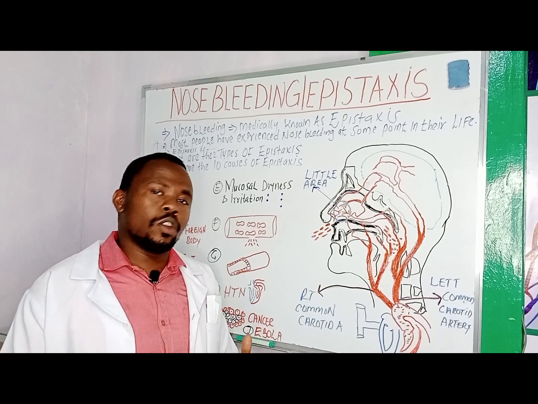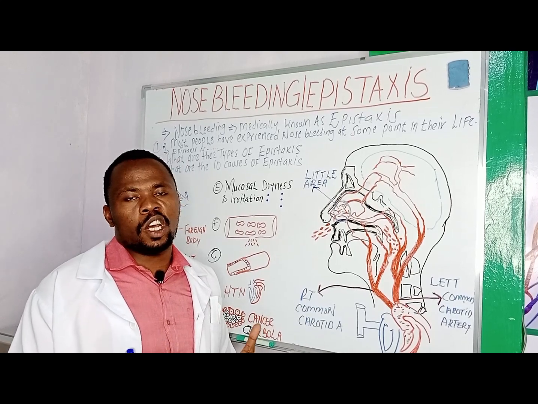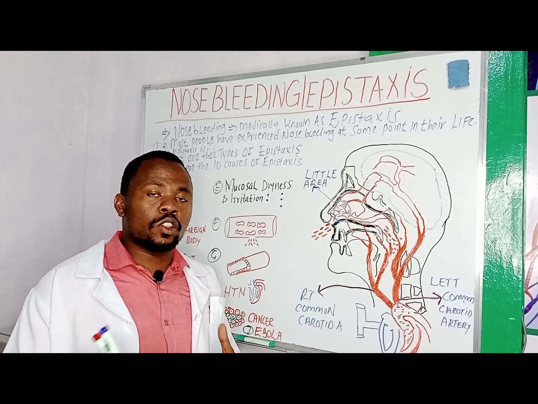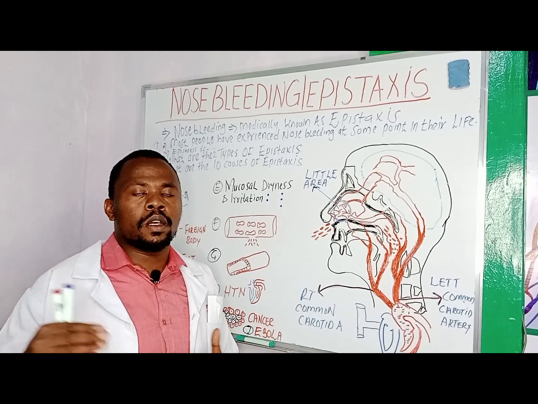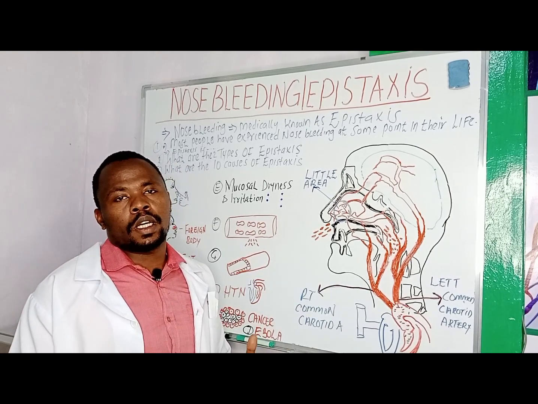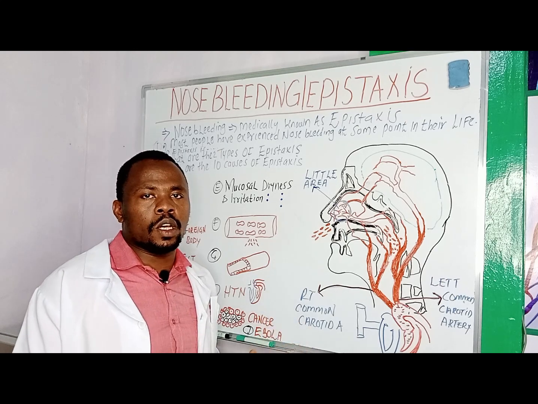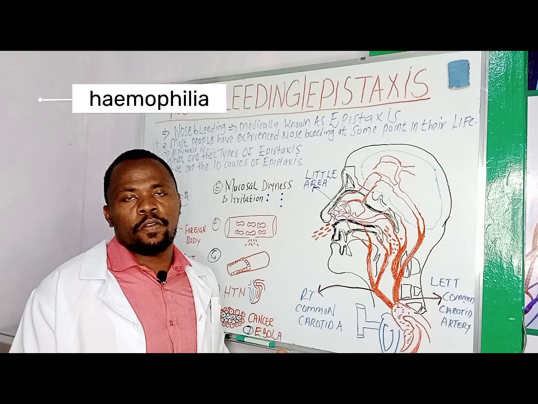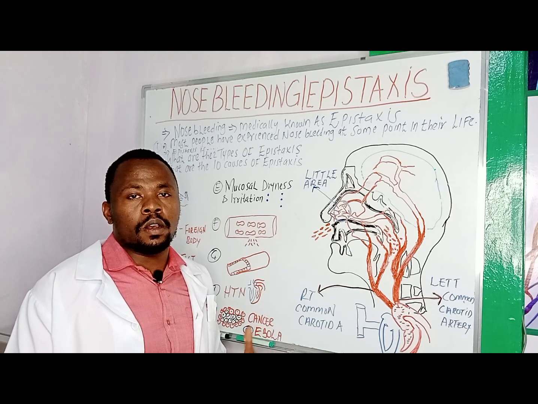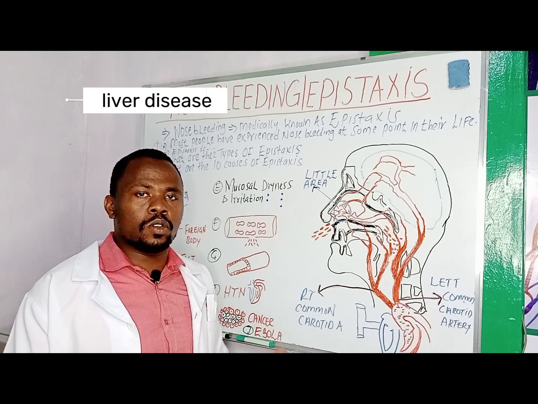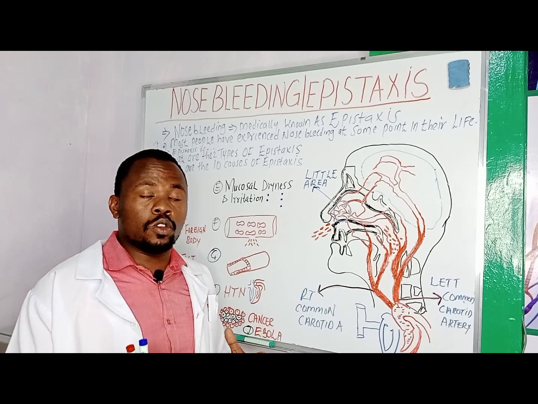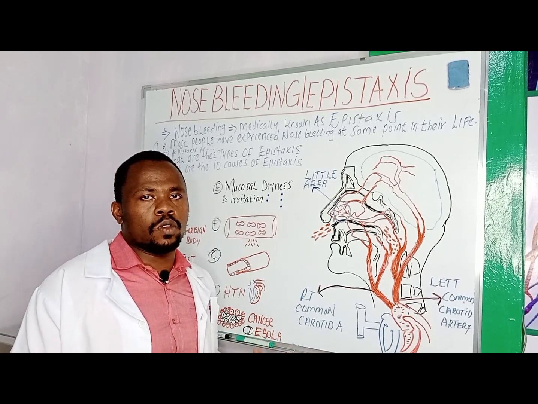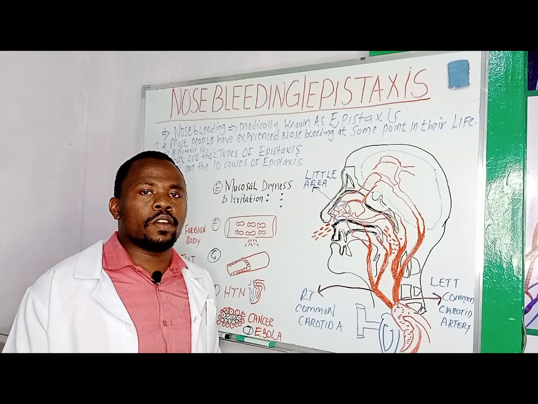Any disease or condition that can affect the production or functioning of these platelets and clotting factors can result in a bleeding disorder. These bleeding disorders include hemophilia and liver disease. Liver disease, because the liver produces these clotting factors. So if you have a liver disease, you don't have these clotting factors.